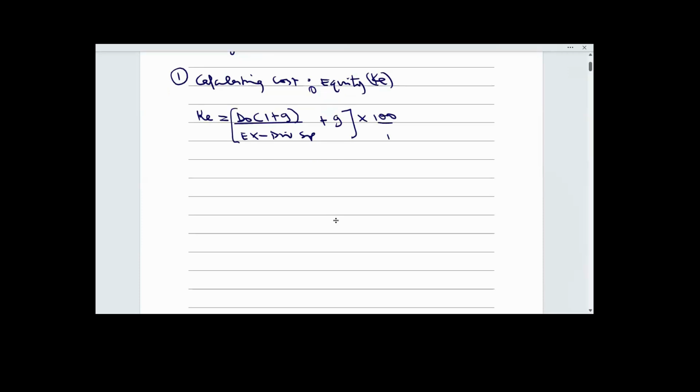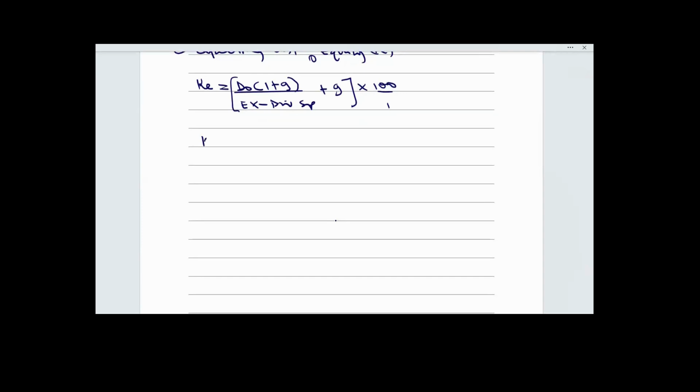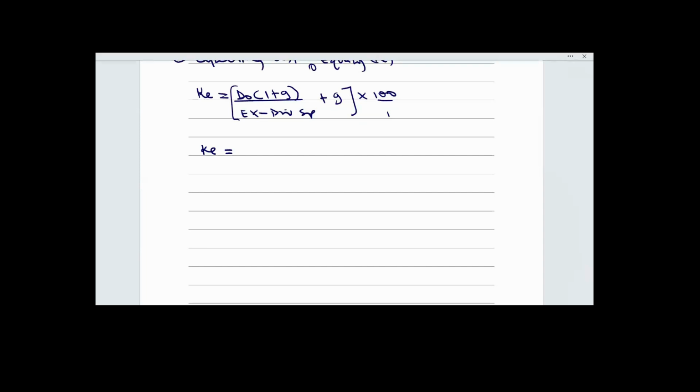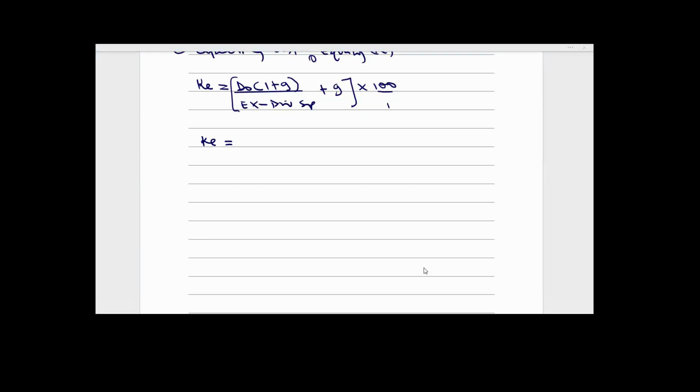Okay. So KE equals, I need the current dividend. The examiner has given us a dividend of 60,000 naira from the second paragraph of the question. I can decide to use par value to calculate my cost of equity. If I like, I can choose to use absolute value. Whichever of the two that I use, I'm going to get the same answer. So let's try it out.